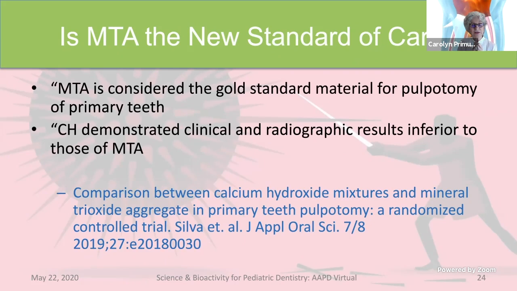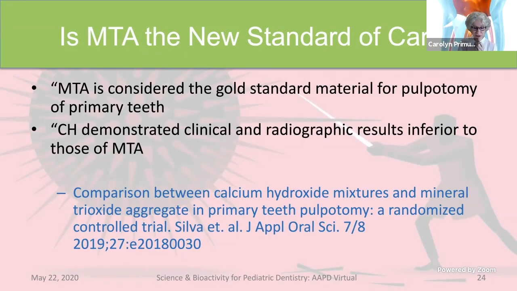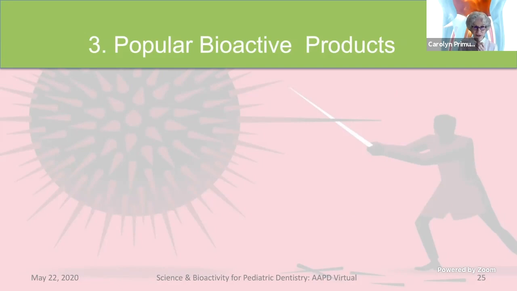So a lot of people, including this author Silva et al., consider MTA to be the new gold standard for pulpotomy in primary teeth, and it surpasses calcium hydroxide. Now, both in the previous slide about the AAPD guidelines and here, they are using the term MTA. But as you know now, that means tricalcium silicate containing products. So let's talk about some of those products that are quite popular.